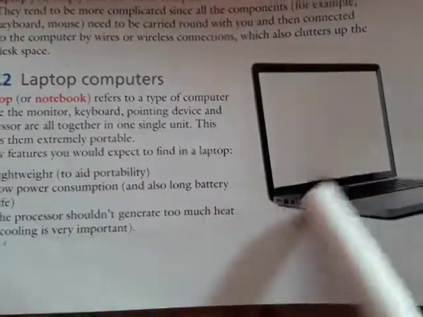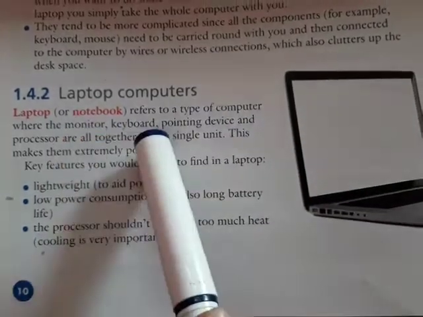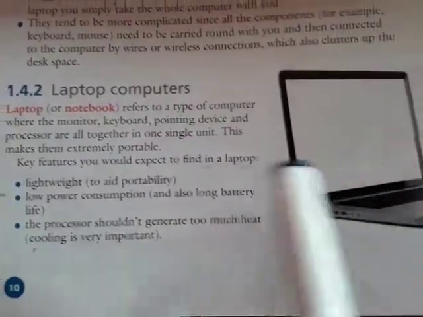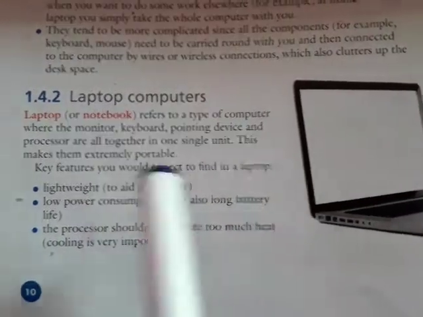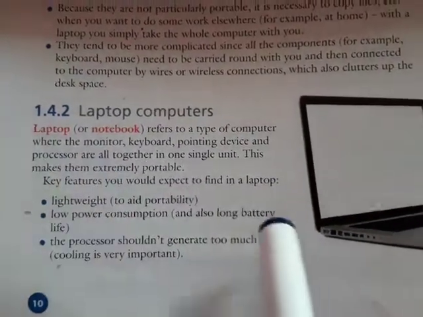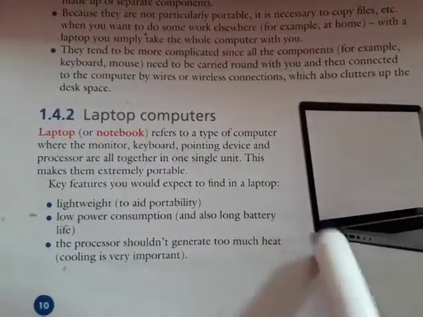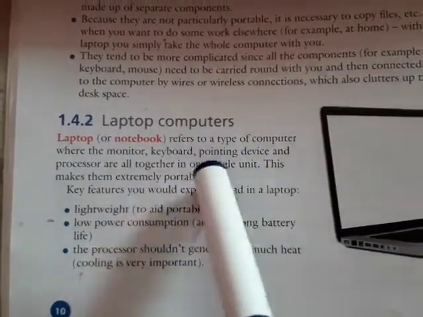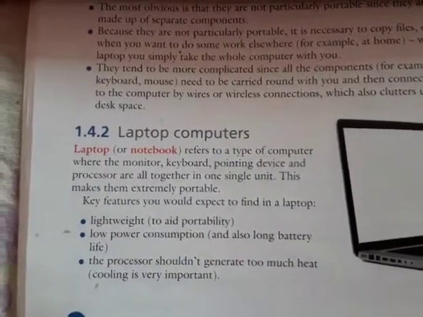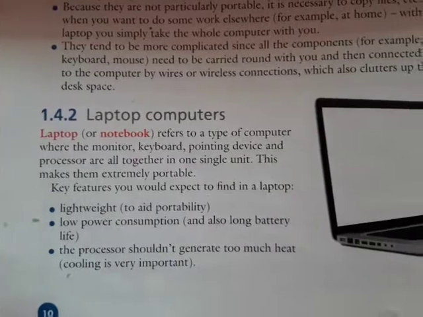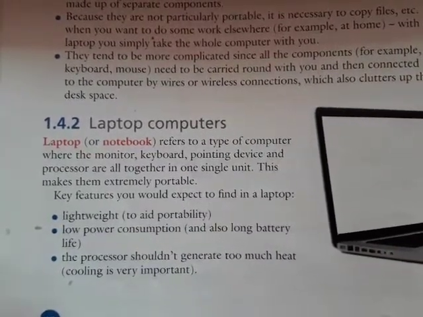image of a laptop. Monitor, it is here. Keyboard, keypad is here. Pointing device, here is a touchpad for pointing. And processor is below the keypad. Now it is embedded inside the laptop only. So all the four components are embedded in a single unit. They are present in a single unit. This makes them extremely portable. So that is why you can take the laptop anywhere.